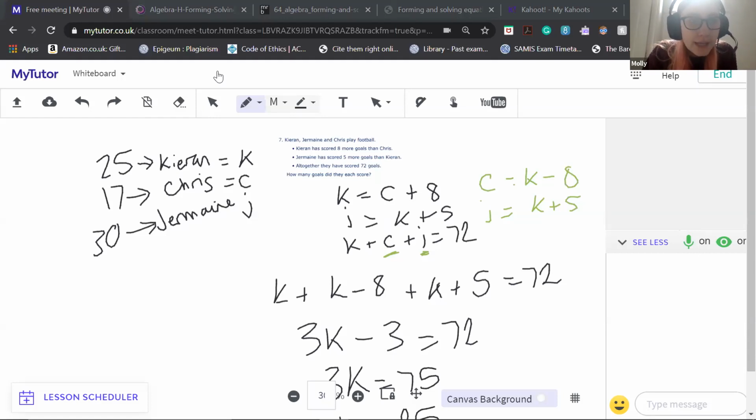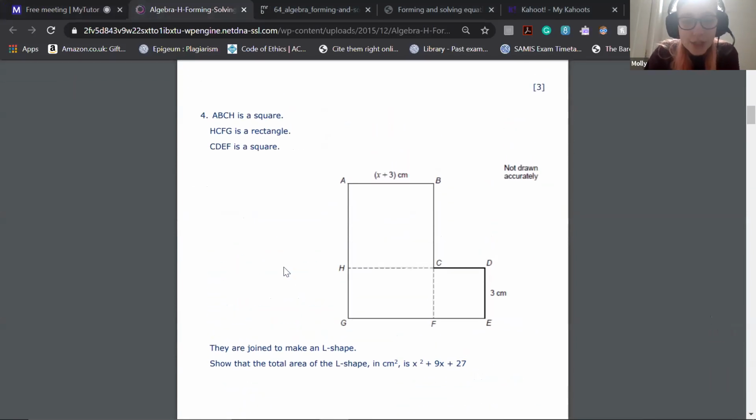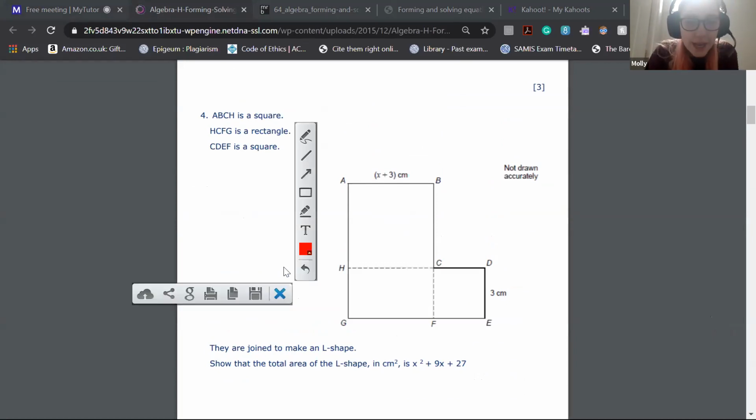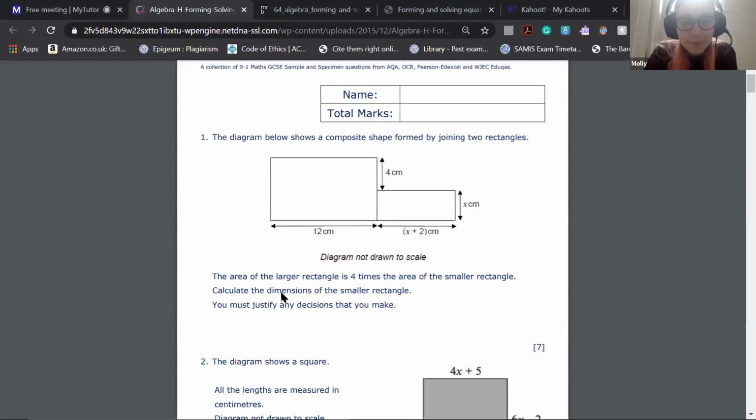Let's hop over to one that's slightly harder then, shall we? Give you guys a challenge. Oh, not this one, because this one is in the final one. Let's have a look at the first one.